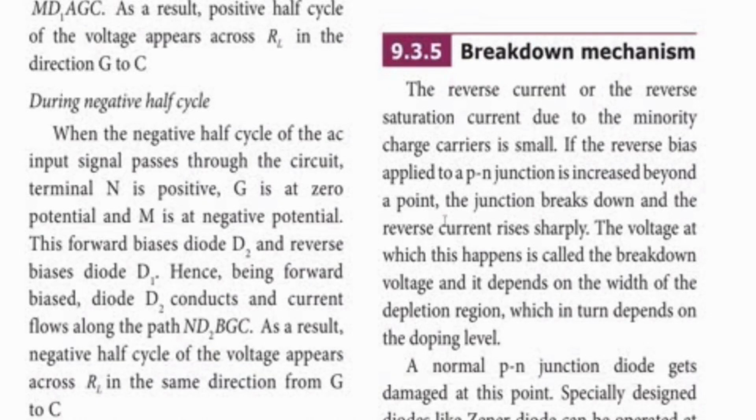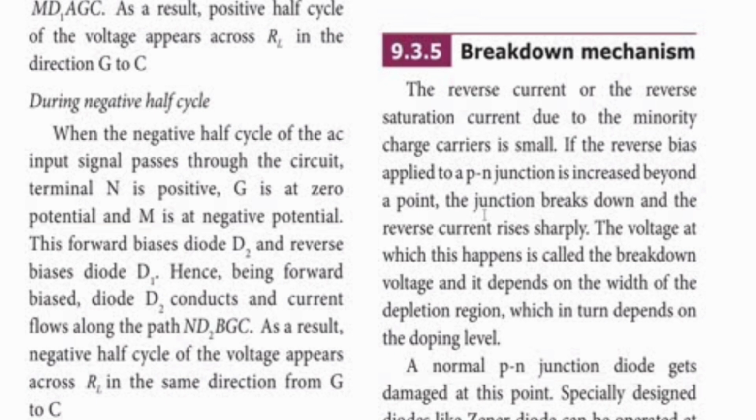Breakdown mechanism. What is meant by breakdown mechanism? In a PN junction diode, we know that minority charge carriers and majority charge carriers are produced. The P-type semiconductor material has a large number of holes, so holes are the majority charge carriers and electrons are the minority charge carriers. In N-type semiconductor materials, electrons are the majority charge carriers and holes are the minority charge carriers.